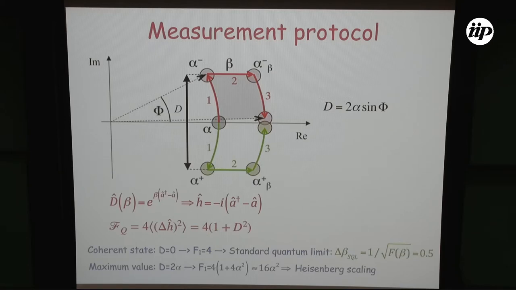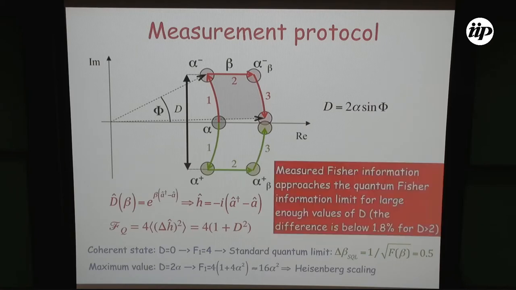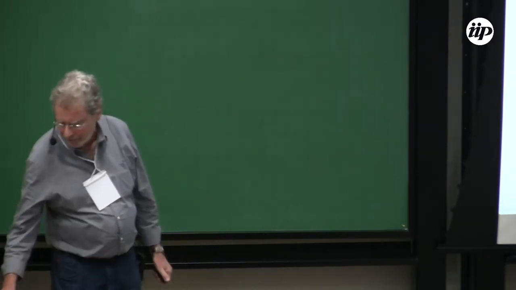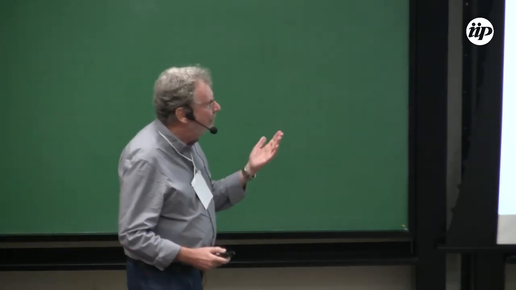Now, let me show the experimental results. In fact, what we showed theoretically and after that experimentally is that the measured Fisher information approaches the quantum Fisher information limit for large enough values of this distance here. In fact, the difference is below 1.8% for D larger than 2. Okay? So that shows that the measurement conceived by the experimentalists is actually a very good measurement. So it leads to something very close to the quantum Fisher information. And here are the experimental results. I think they are very nice.